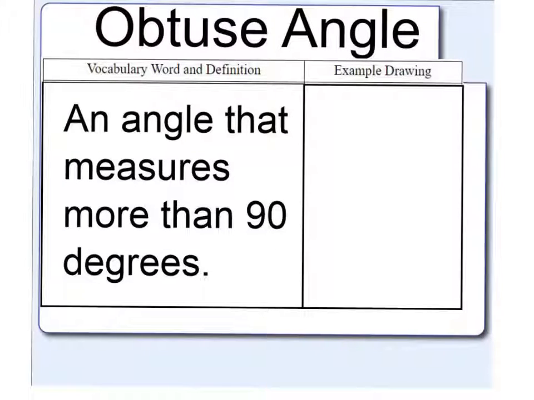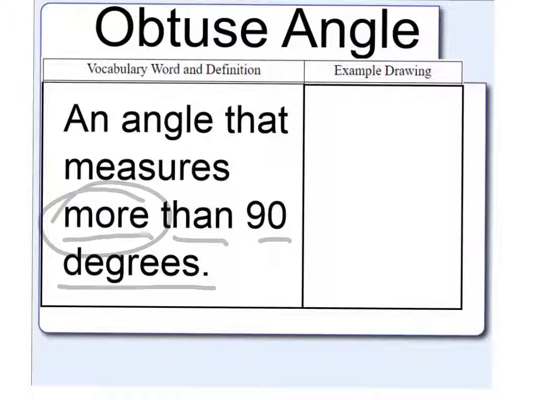All right, last word that we have today. So again, find where it says obtuse angle underneath vocabulary word and definitions, and this time it already has an angle that measures, and you need to write down this time more than 90 degrees. And again, the key word is more. So an obtuse angle measures more than 90 degrees. Pause it here if you need more time to write that down.